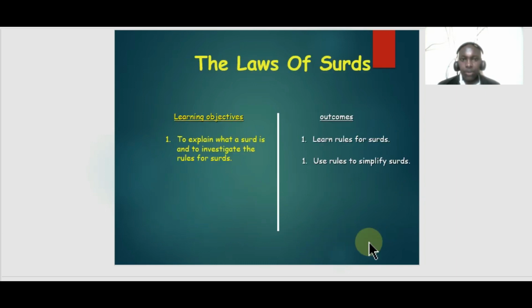So let's go to the laws of surds. By the end of the lesson, we should be able to explain what a surd is and also to investigate the rules for the surds. The outcomes for the lesson is learning the rules for surds, using the rules to simplify the surds.